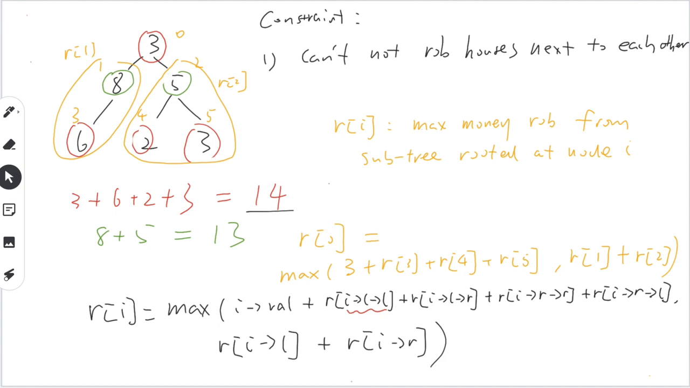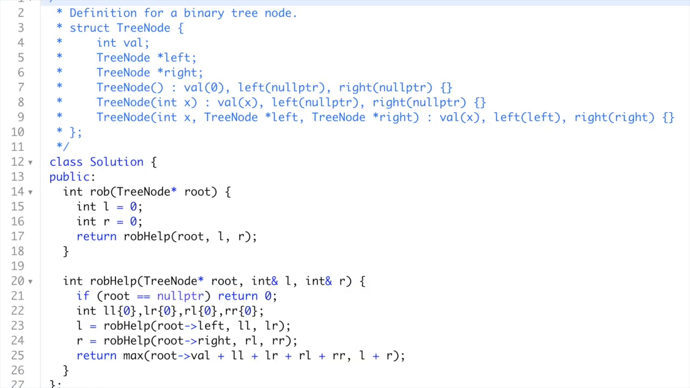So the second option will be to skip node i, and instead we rob its child nodes, which are the left node and the right node of node i. Similarly, we use i points to L to indicate the index of the left node. And the value of Ri can be computed by recursively traversing down the binary tree. So let's look at the final code.